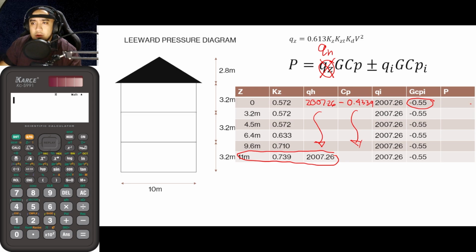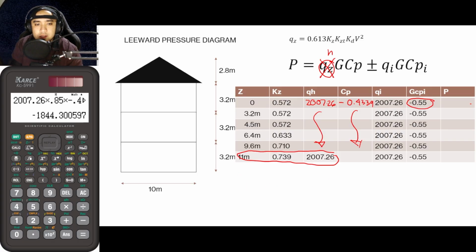Okay, then from that, I will be assuming a negative GCPI first. So, solving for it, that would be 2007.26 times G of 0.85 times CP of negative 0.4339. By the way, guys, I'm just solving for the answer here. So, times negative 0.4339 plus 2007.26 times negative 0.55. Okay? So, that would now give us an answer of negative 1844.3.